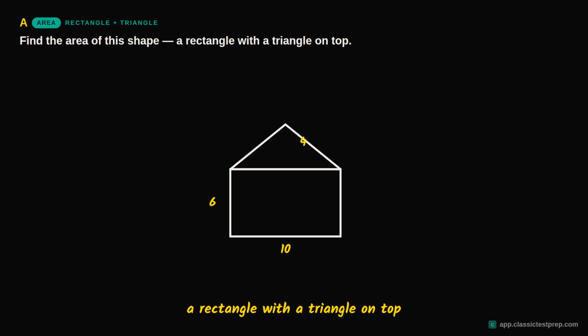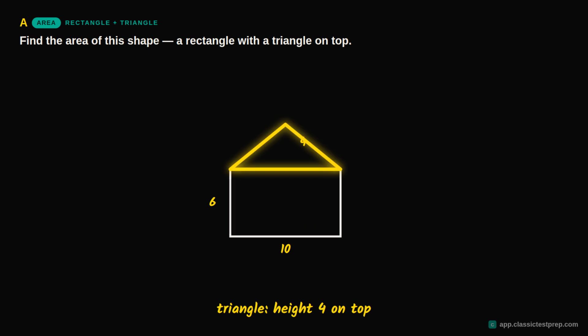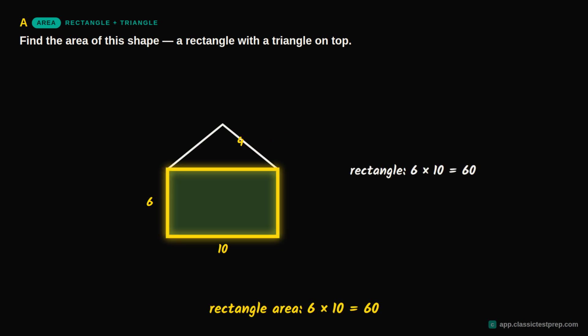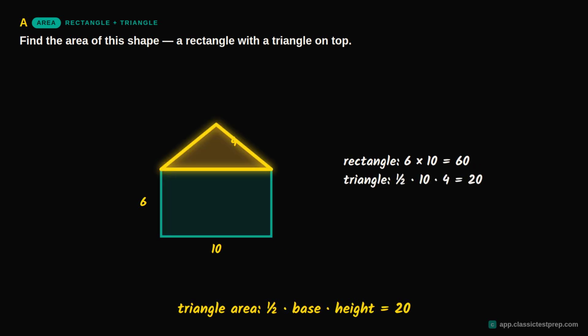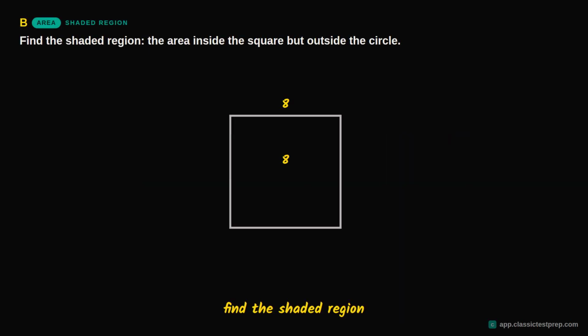So the rectangle has a width of 10 and is 6 units tall. The triangle has a height of 4 sitting on top of the rectangle. Let's find the area. The area of the rectangle is 6 times 10, which is 60, and the area of the triangle is 10 times 4 times 1/2, because that's 1/2 base times height, so that's 20. So 60 plus 20 is 80. That is the area.